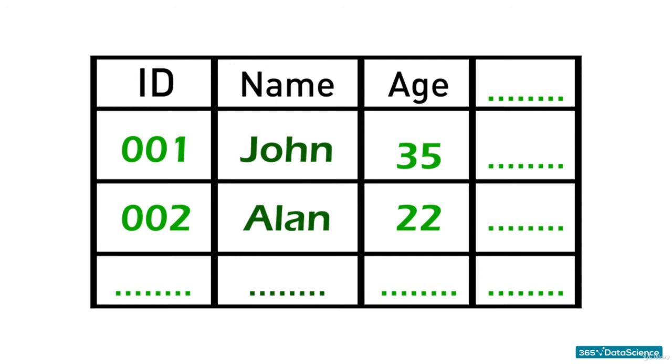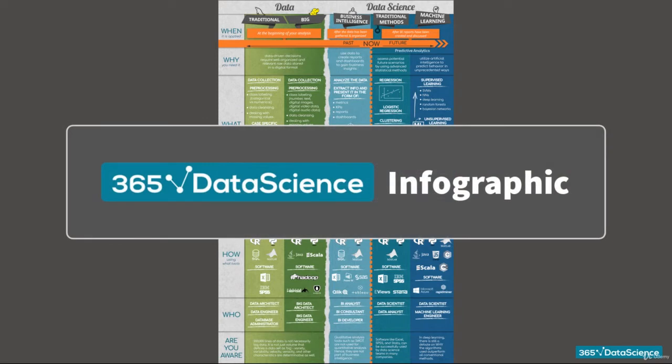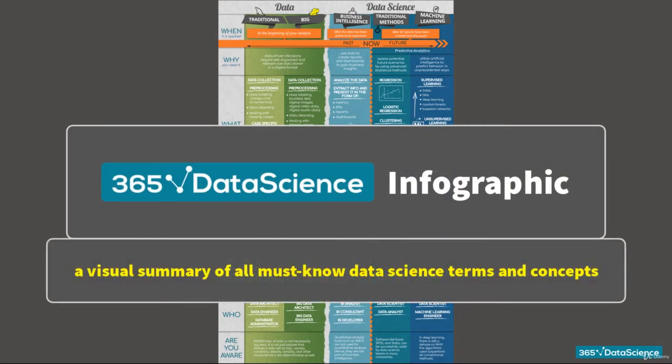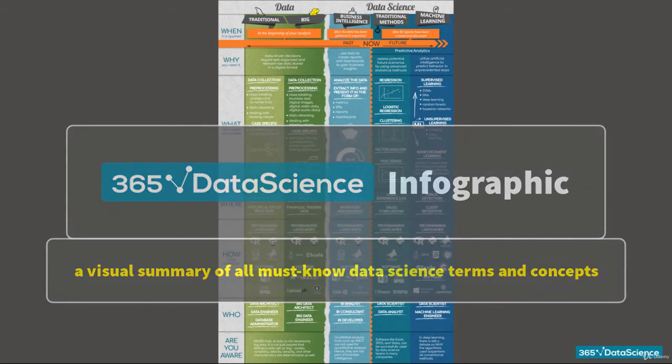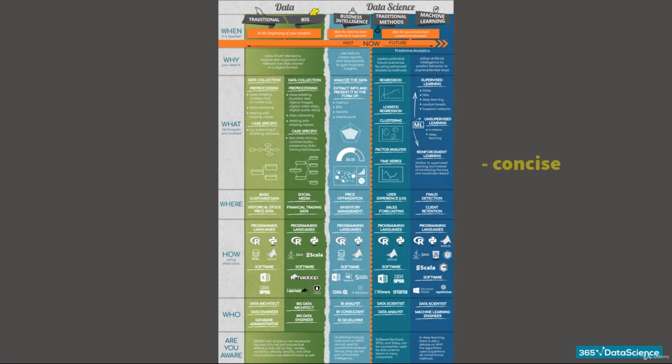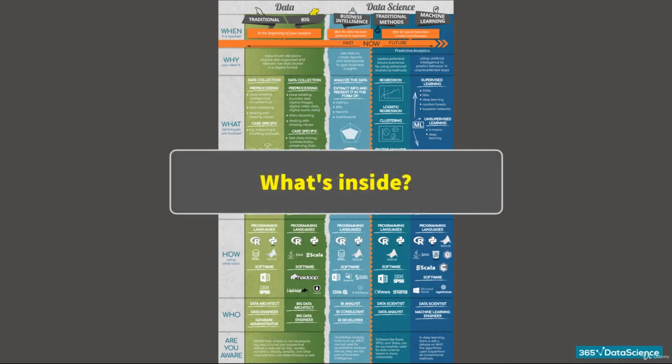To combat the entire process of solving a business task, we have prepared our 365 Data Science infographic, a visual summary of all must-know data science terms and concepts. Now, it may look overcrowded, but we think it is the most concise and to-the-point representation of data science terms you will find. And it is one which you need to have under your belt before entering the field of data science. So, what's inside?